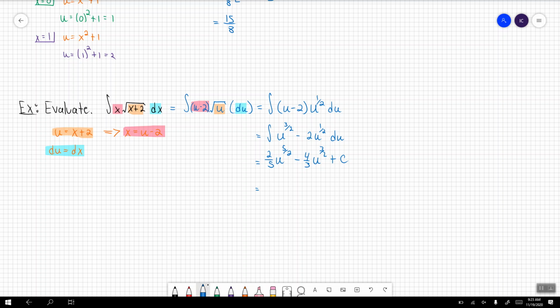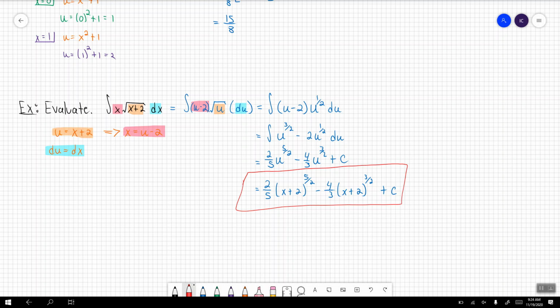Resubstituting in the value of x, we now get 2 divided by 5 times u was x plus 2. So this is x plus 2 to the power of 5/2 minus 4/3 multiplied by x plus 2 to the power of 3/2 plus c. And there's our final answer.